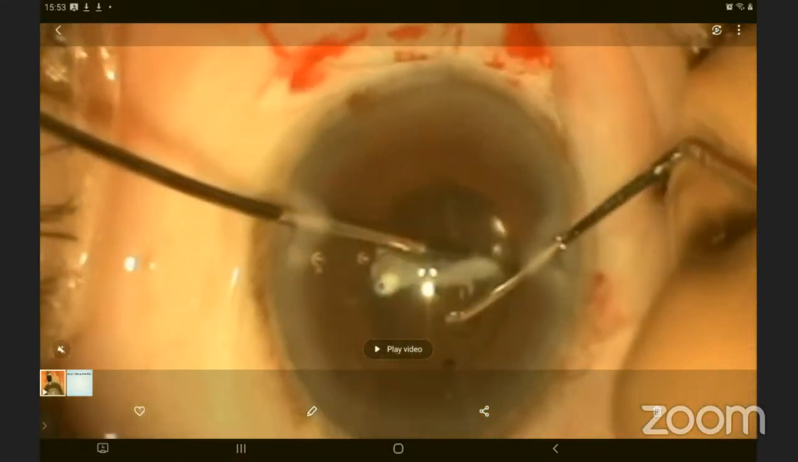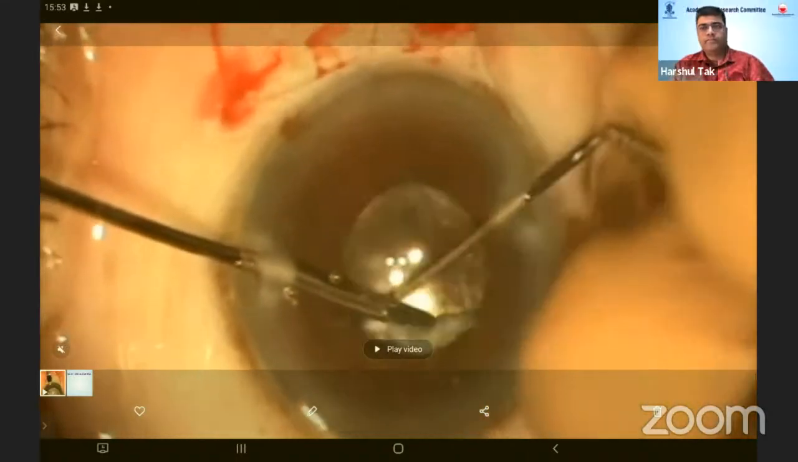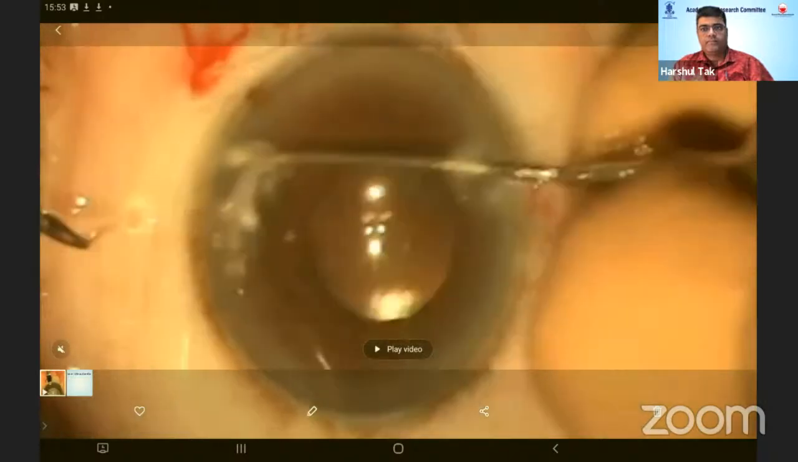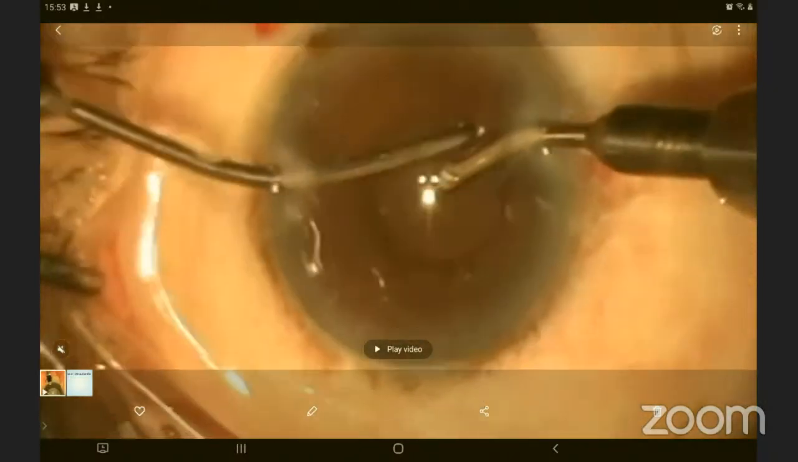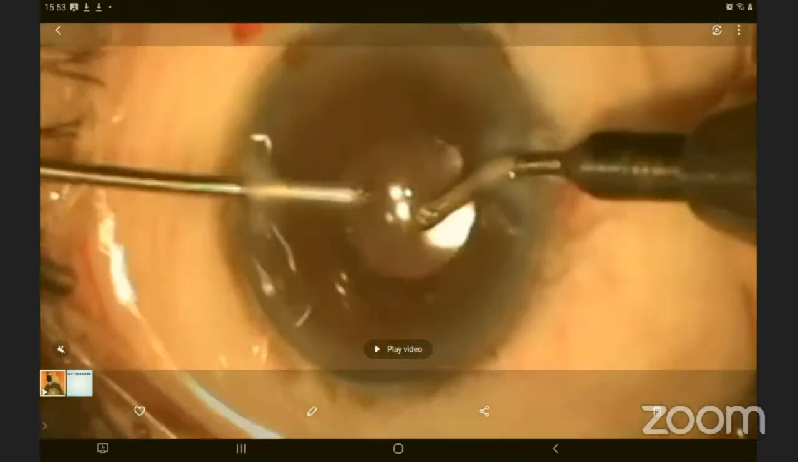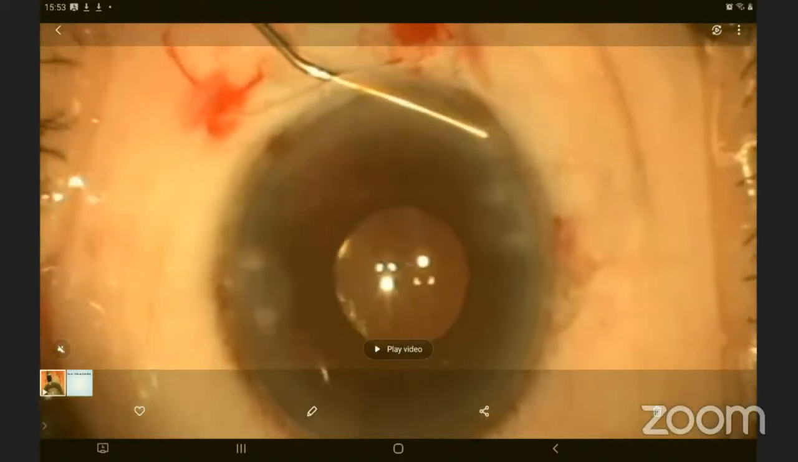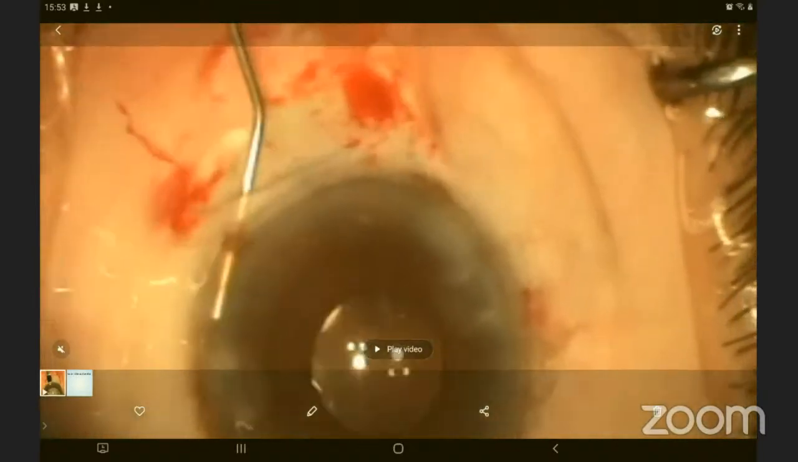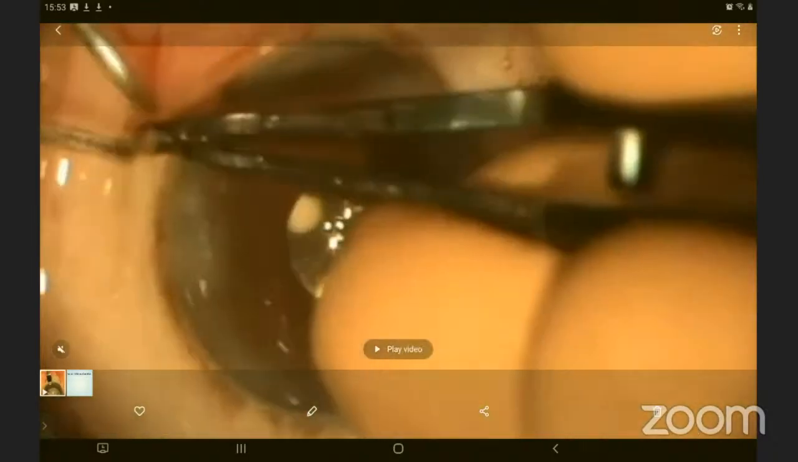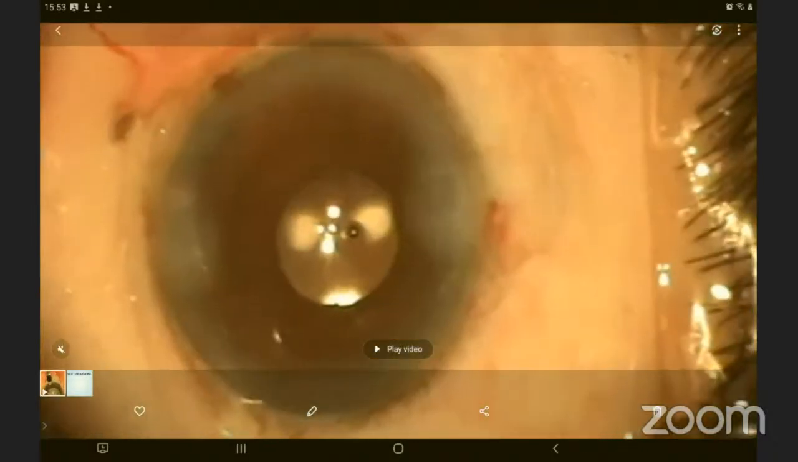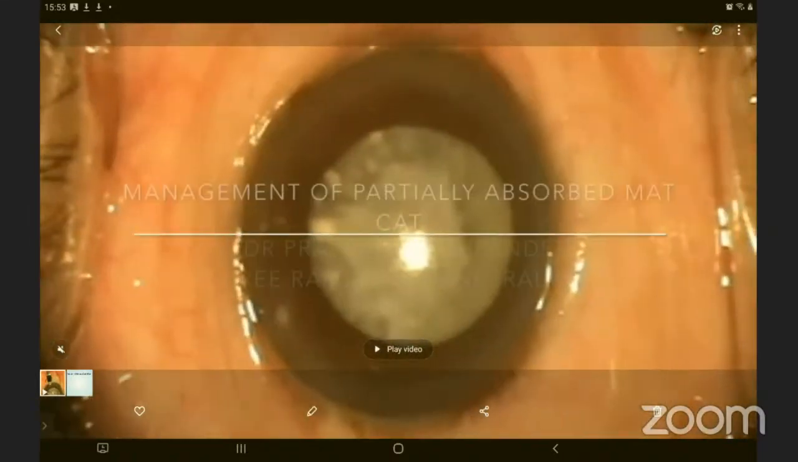I managed to remove all the plaques. I cleared off the visco from the anterior chamber. Hydrated the tunnel and the side ports, and cauterized the conjunctiva. And this was the final result. Thank you for the patient listening.